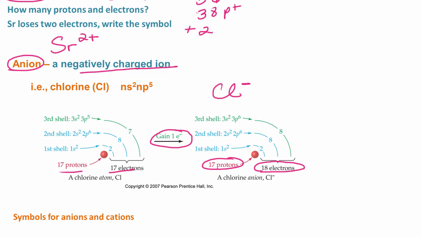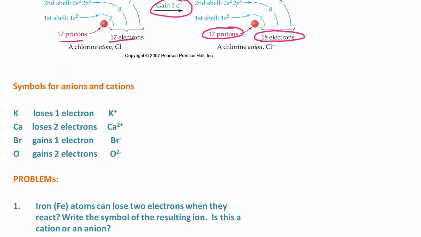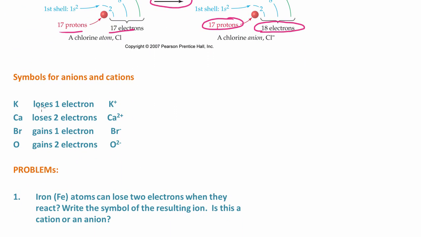Let's take a look at some more symbols. Potassium will lose 1 electron to form the potassium ion. Calcium will lose 2 electrons to form the calcium ion. Notice the +2 charge. Bromine will gain 1 electron to become the bromide ion, and oxygen gains 2 electrons to become the oxide ion.